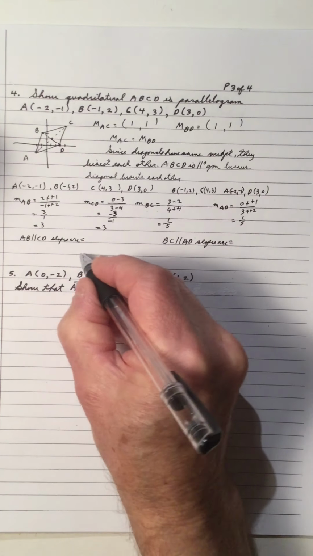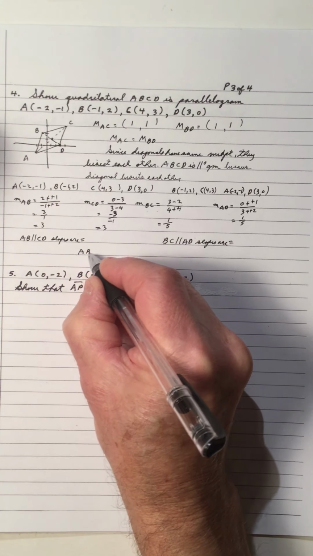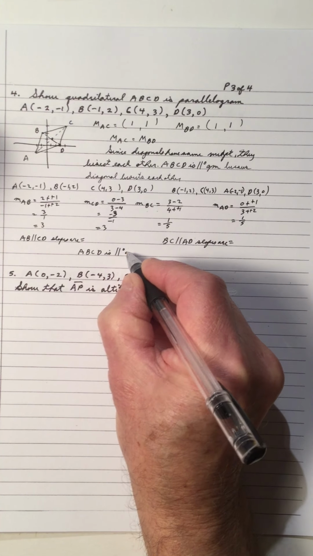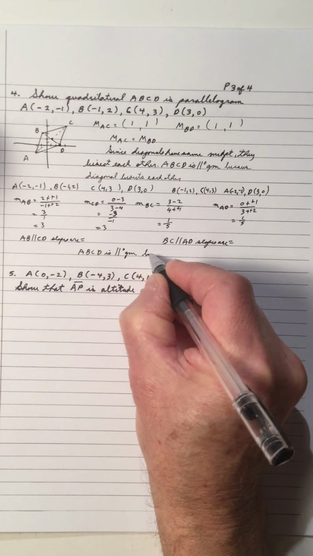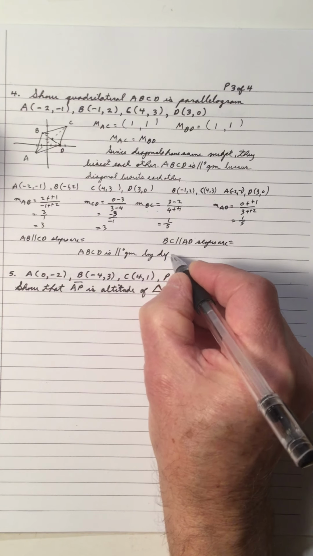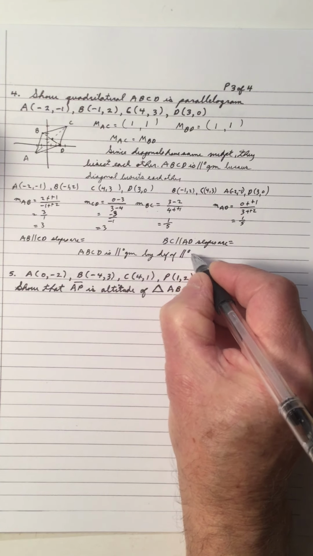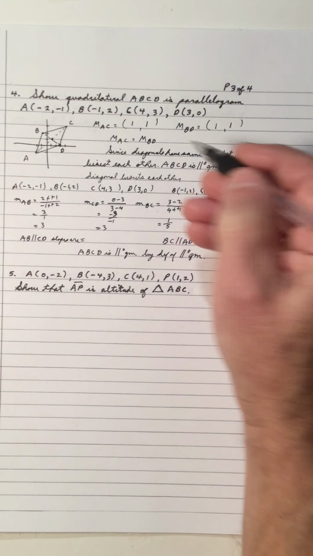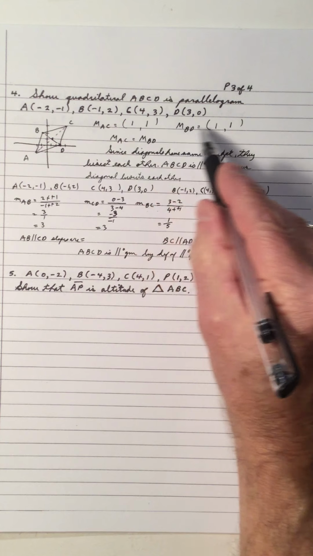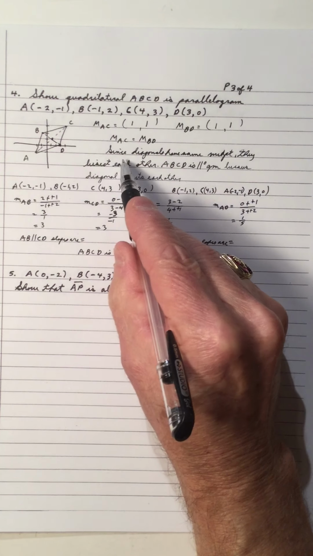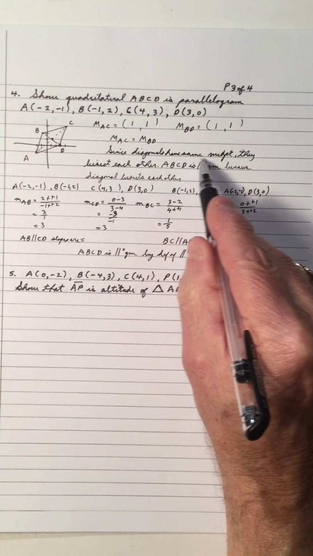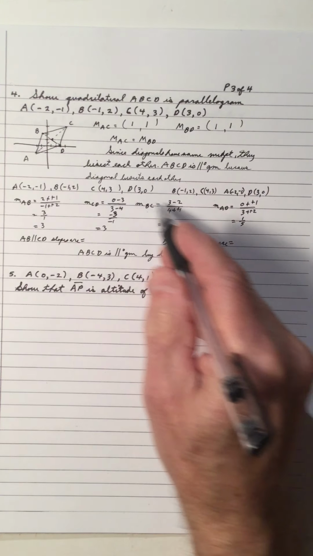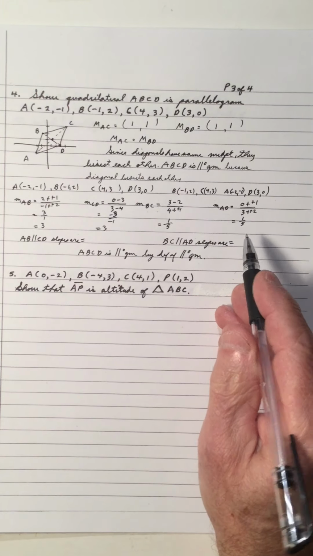And notice that ABCD is a parallelogram by definition of a parallelogram, which is opposite sides are parallel. So notice the fastest way to do it is do the two midpoints and say since the diagonals have the same midpoints, they bisect each other, and because they bisect, we have a parallelogram, or even do all the slopes. That would be your choice.